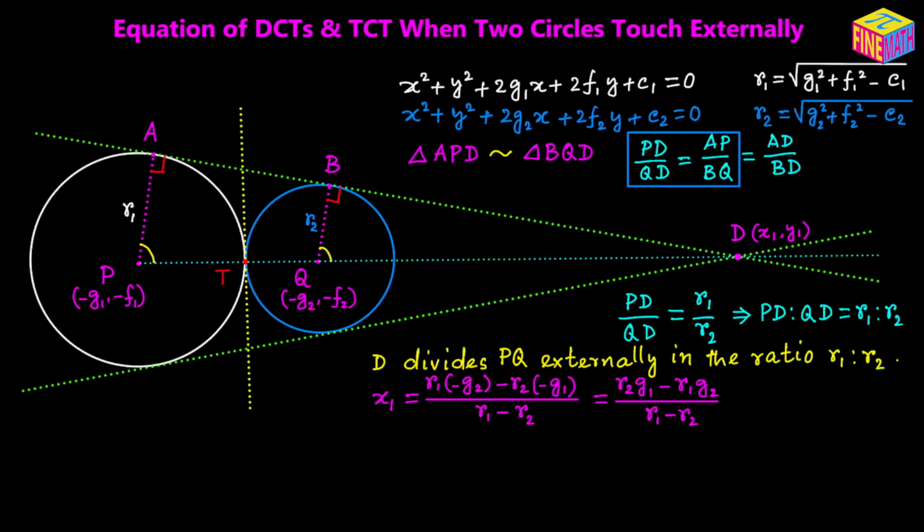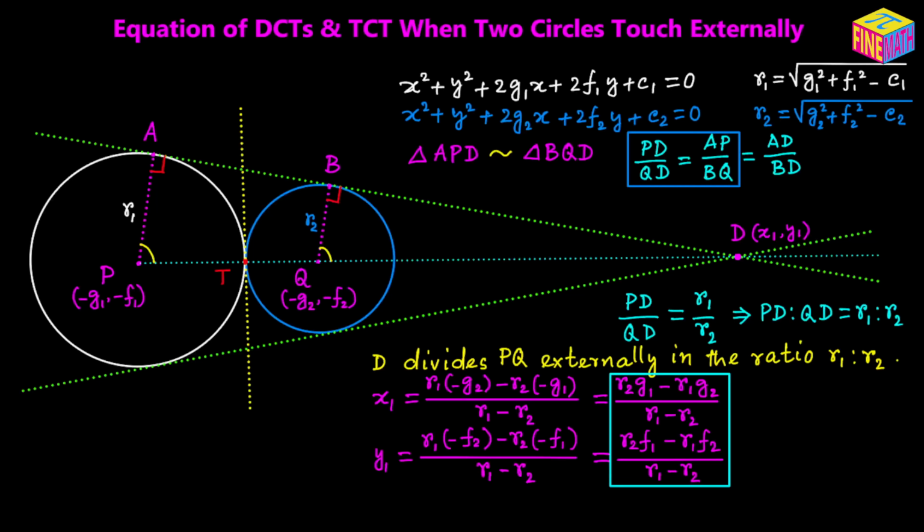So using the section formula for external division, we can find out the value of x sub 1, which turns out to be (r sub 2 times g sub 1 minus r sub 1 times g sub 2) over (r sub 1 minus r sub 2). And similarly we can calculate the y coordinate of the point D. So y sub 1 can also be written like (r sub 2 times f sub 1 minus r sub 1 times f sub 2) over (r sub 1 minus r sub 2).